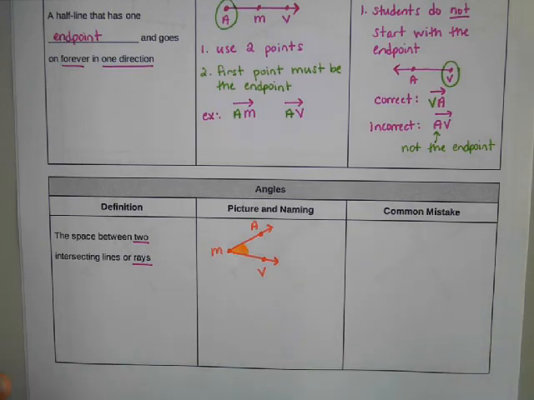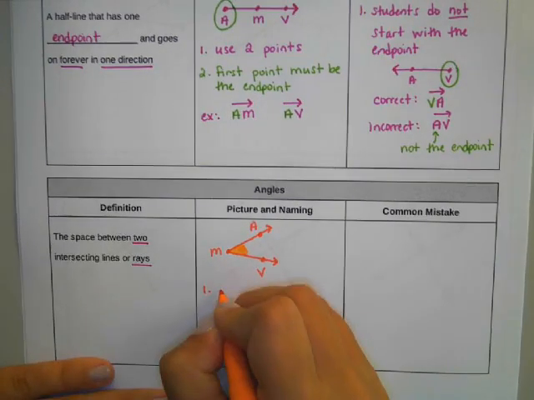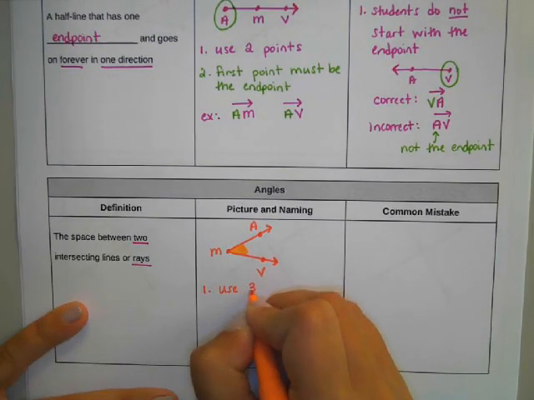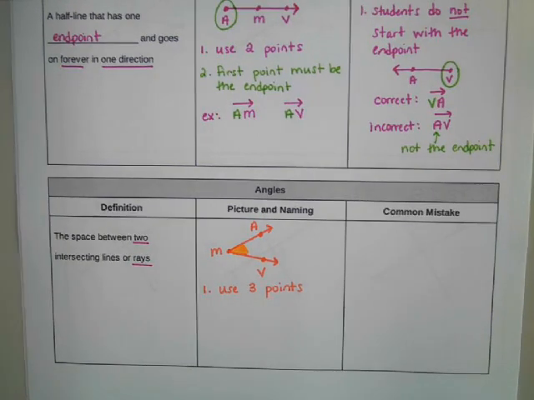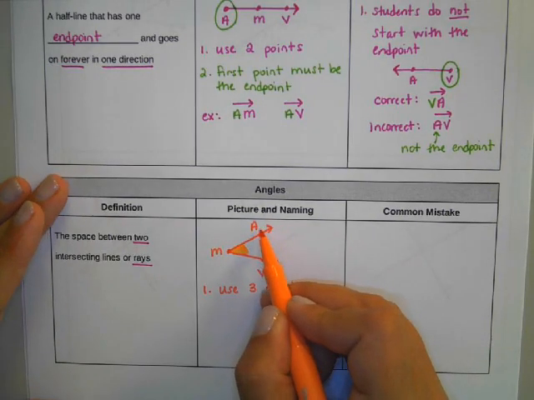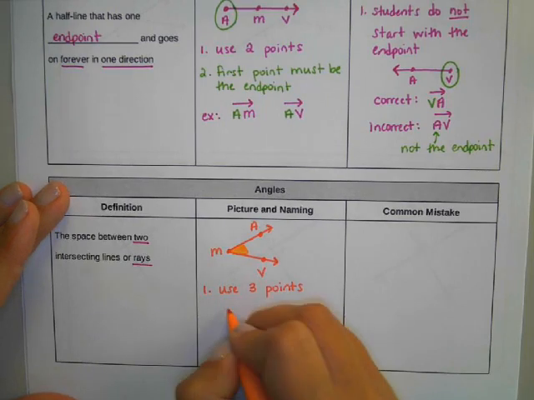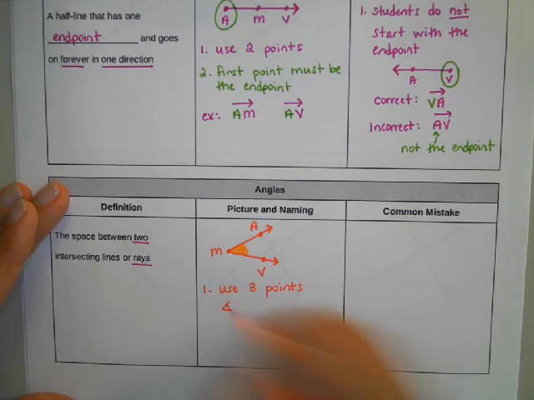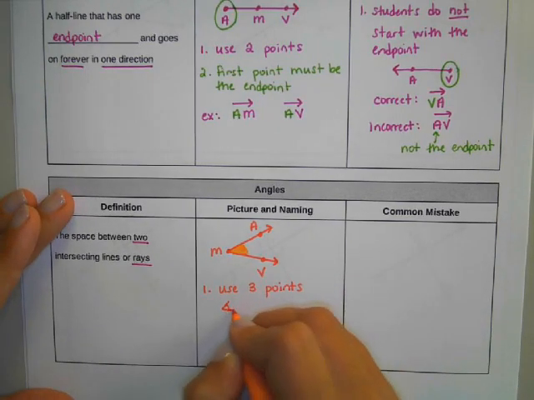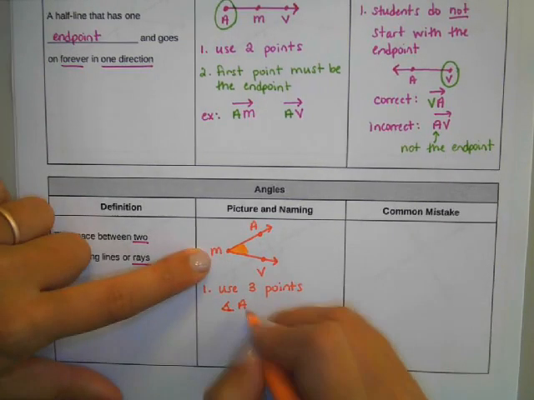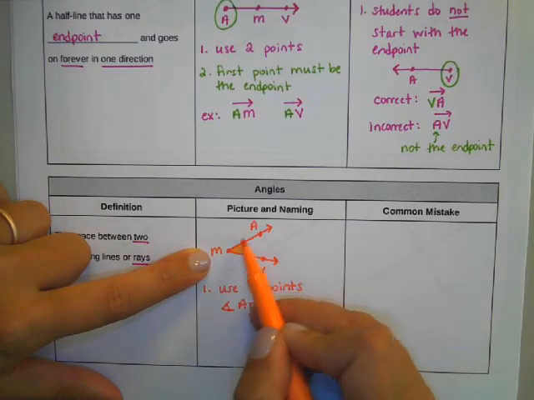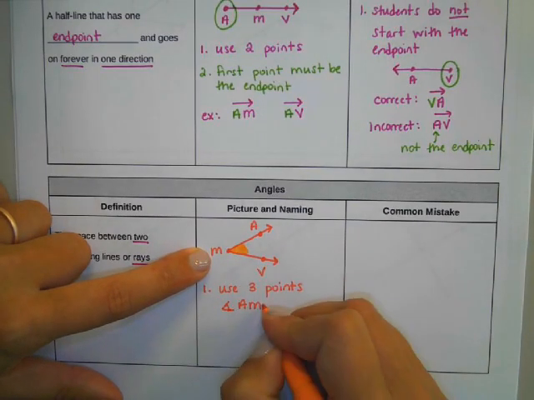When we name an angle, there are a few different ways to do it. So option number 1 is to use 3 letters or points. When you do this, you have to imagine sort of tracing the angle. So you're going to start on one of the sides. You could start at A or V. And you're going to say a little angle symbol at the beginning for angle. And then you're going to start with one of the sides, A, and then M, because that would be the next point that you hit if you're kind of tracing this angle, and then V.